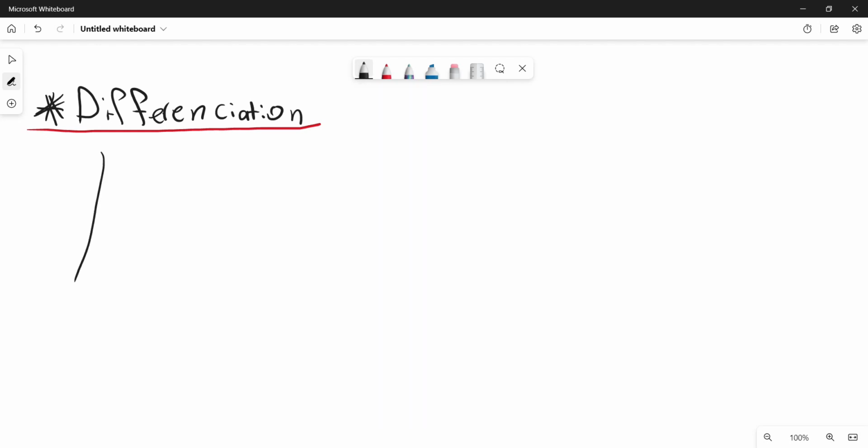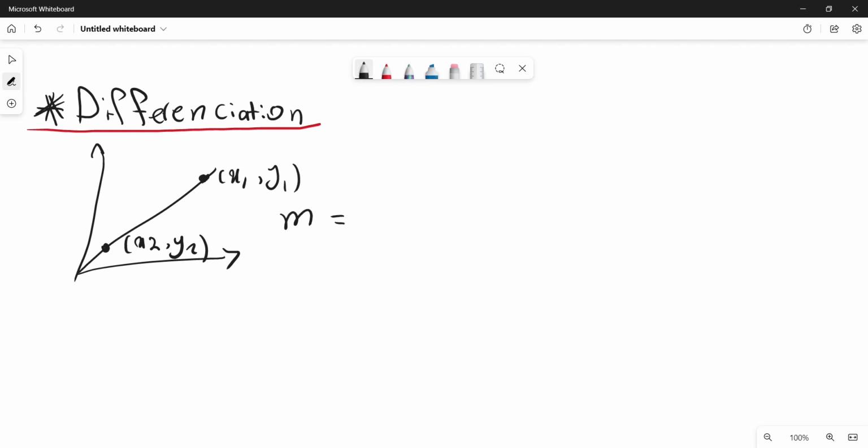But before this, we learned that if this is a straight line, we can find the gradient of this straight line by having a minimum of 2 points: this one was x1, y1, and this point was x2, y2. So basically we say that the gradient was known as m, where m was y2 minus y1 over x2 minus x1. We use this formula to find the gradient of a straight line.